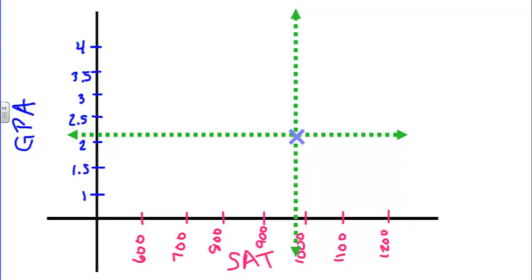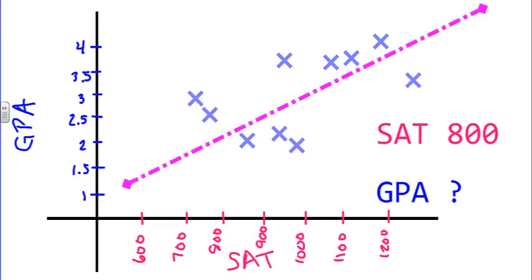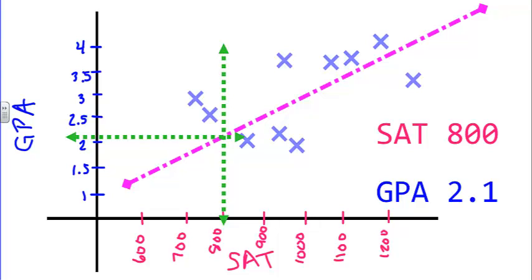So let's go ahead and put all of the SAT and GPA scores on there, and it would look something like this. And then let's put a line that goes right through all those points, kind of right in the middle. It might look something like this. Okay, so now that we have that line, we can predict GPAs if we have a certain SAT score. So here we have an SAT score of 800, so we want to predict what GPA that student would probably have. So if we go to 800 and go up and over, it would be about maybe 2.1.